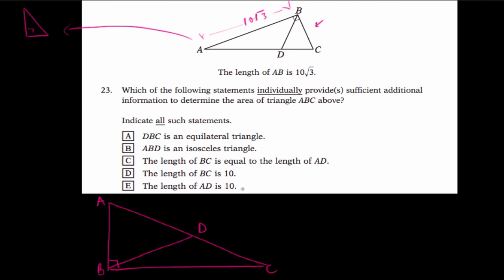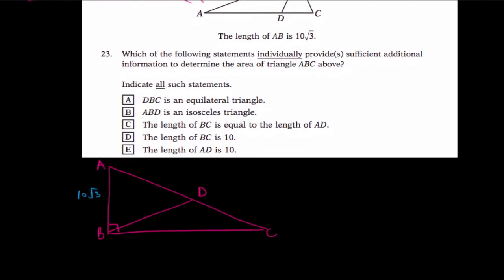And I'm told that the length of AB, this is my AB here, from here to here, is 10 root 3. So what I want to do is find which of these statements here is going to help me in determining the area of this triangle ABC.